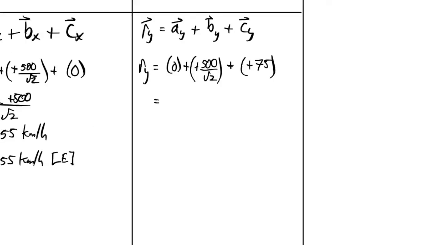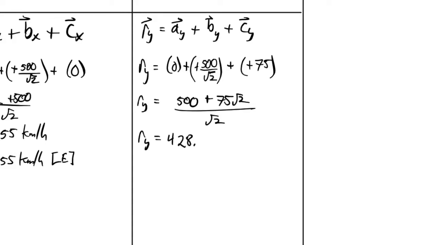Okay, so now the common denominator is root 2 again. So I'm going to multiply the 75 by root 2 over root 2. So I get 500 plus 75 root 2 all over root 2. That looks gross. And this gives us 428.55 kilometers per hour. It is positive.